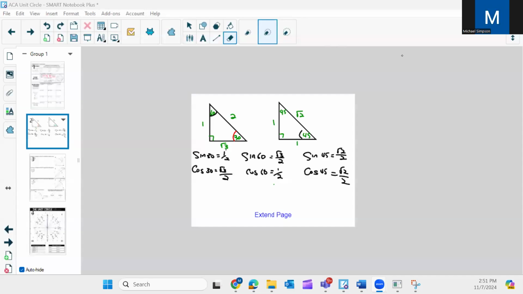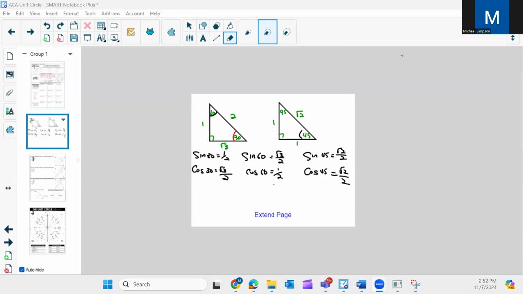All right, guys. So, hey, this is a video of today's lesson, going over the unit circle. Again, we're going to have a minor quiz tomorrow on this stuff. So I want you guys to make sure you understand how the unit circle works.